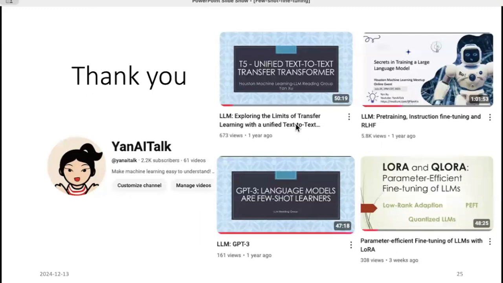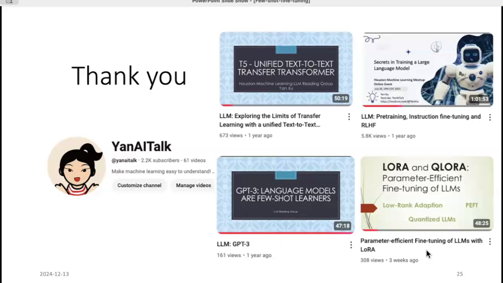I also want to refer to several of our previous meetups related to this one so that you can have a good understanding of all the other branches related to it, including T5, since T0 is derived from T5. So understanding T5 will help understand T0. And we also have a meetup focused on pre-training, instruction fine-tuning, and reinforcement learning with human feedback. We have also talked about GPT-3, since the GPT-3 model is one of the major in-context learning baselines in this paper. So if you want to understand more about GPT-3, you can look at this.